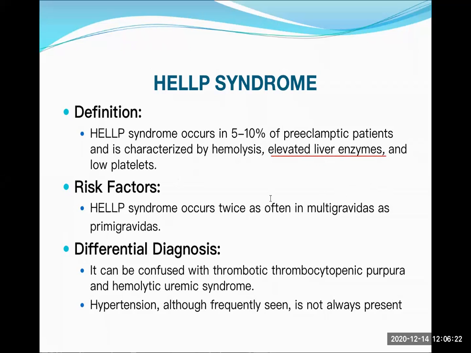Every student knows this by now, but still let me write that for you. ALT and AST. Alanine transaminase, aspartate transaminase. Alanine transaminase is also known as SGPT. Aspartate transaminase is also known as SGOT. Regarding the risk factor, this occurs twice as often in multigravida as primigravida. And differential diagnosis can be other conditions like thrombotic thrombocytopenic purpura or hemolytic uremic syndrome.